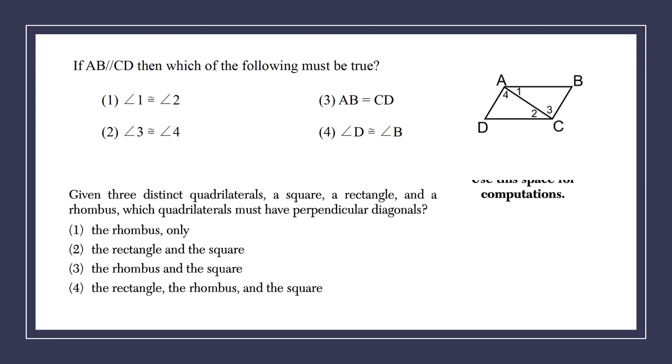Okay, so if AB is parallel to CD, which of the following must be true? Well, there's your AB parallel to CD, and there are your alternate interior angles. So angle 1 must be congruent to angle 2.